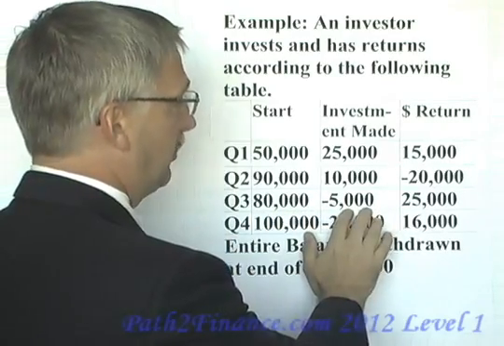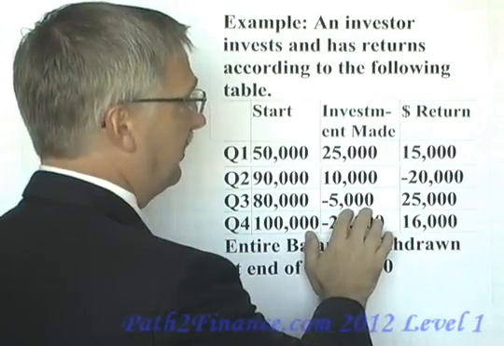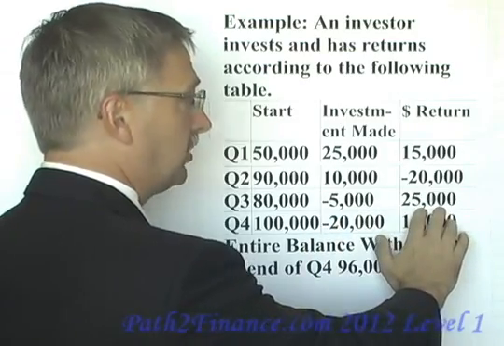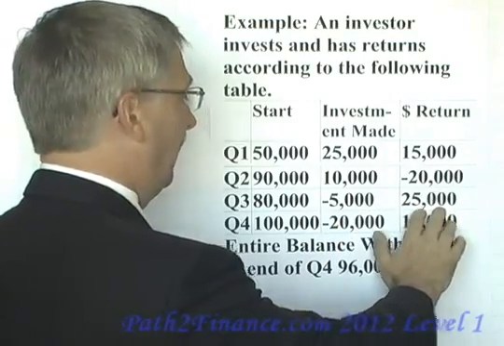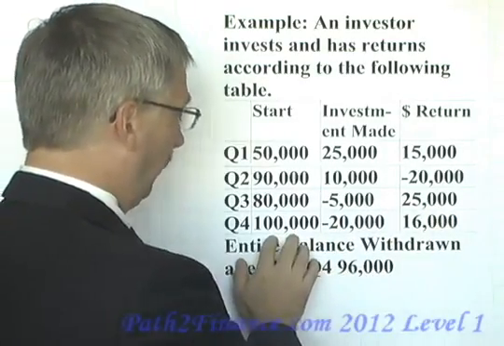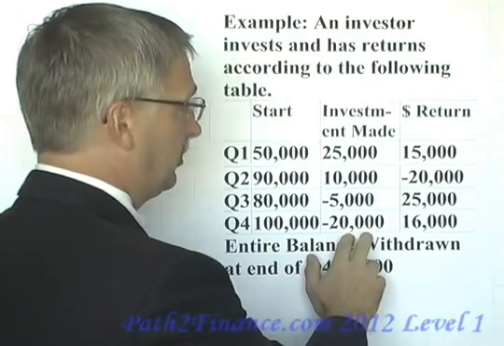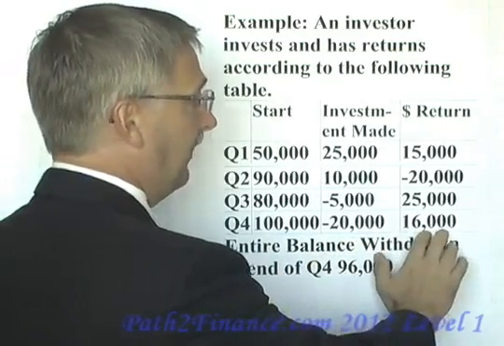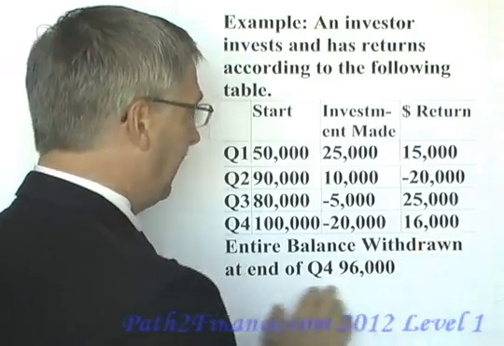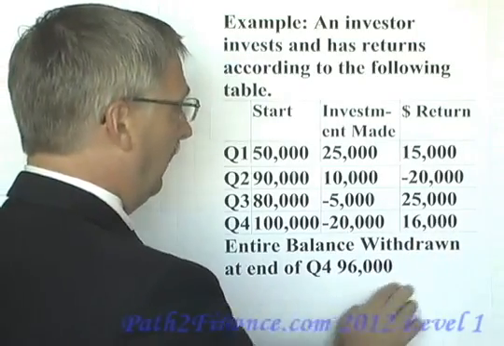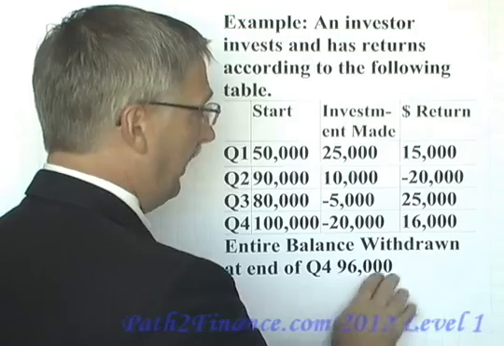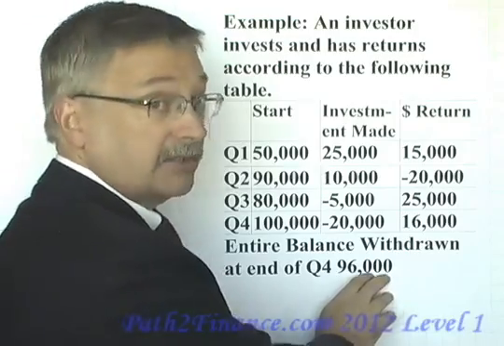Our investor did withdraw $5,000 here, but the investment returned $25,000, leaving us a balance at the beginning of quarter four of $100,000. Our investor took out $20,000, and the investment returned $16,000. And then at the very end of quarter four, our investor withdrew his whole balance of $96,000.